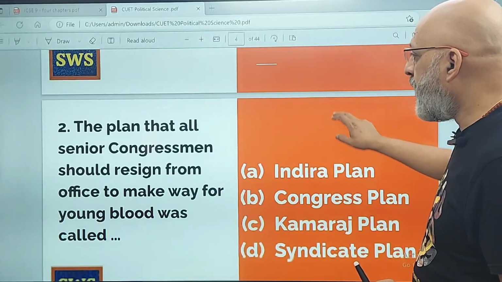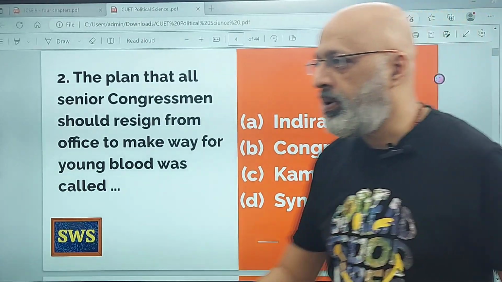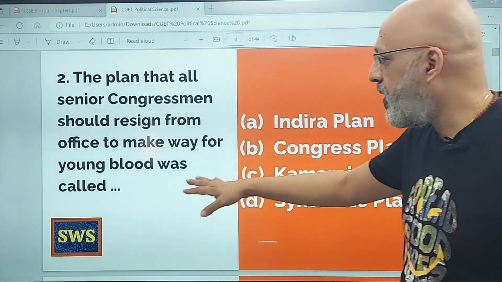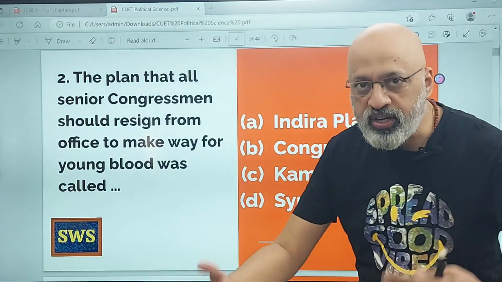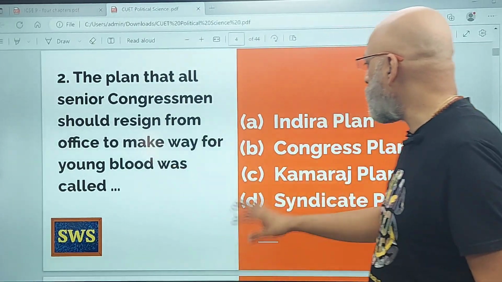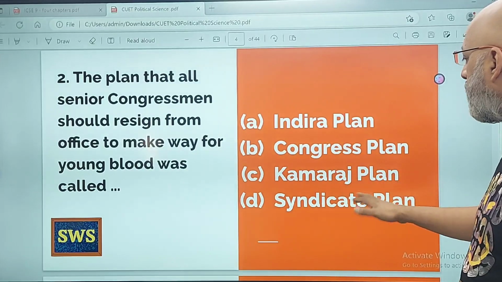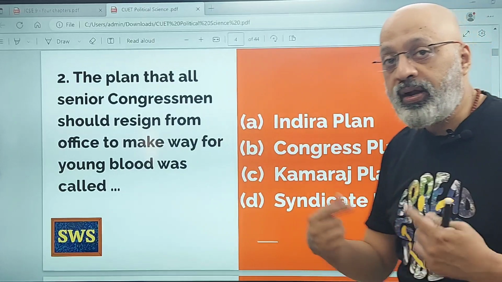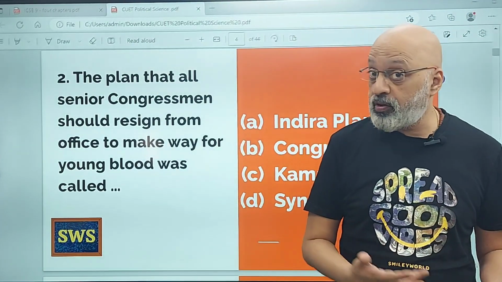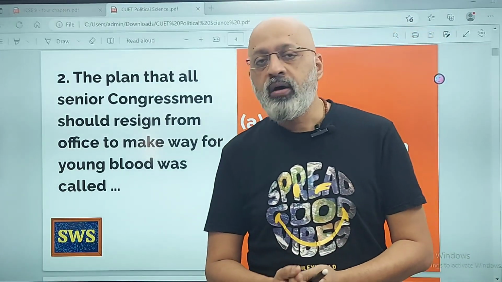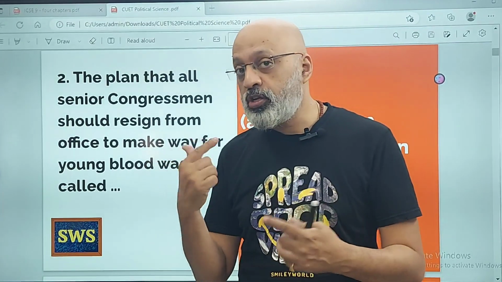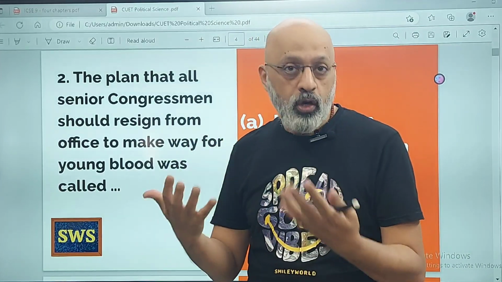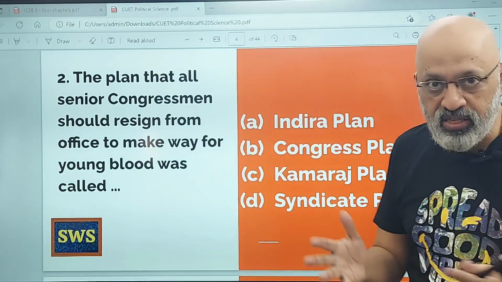The plan that all senior Congressmen should resign from office to make way for young blood, meaning more young leaders. It was called the Indira Plan, the Congress Plan, the Kamraj Plan, or the Syndicate Plan. The correct option is C, Kamraj Plan. Kamraj was a senior leader from Tamil Nadu who was Chief Minister of Tamil Nadu. And there is a question related to that, so I will not end the suspense right now. A pretty senior leader of the Congress Party in the 1960s in particular.